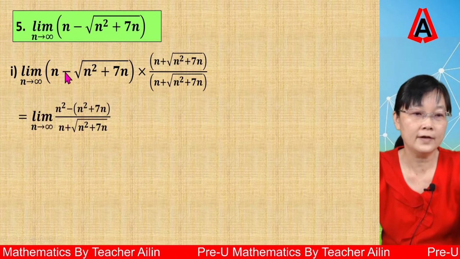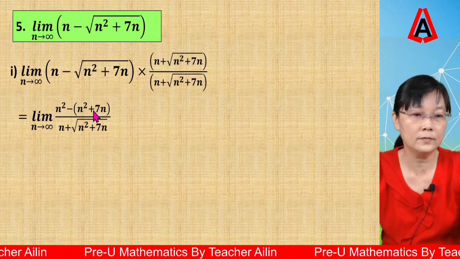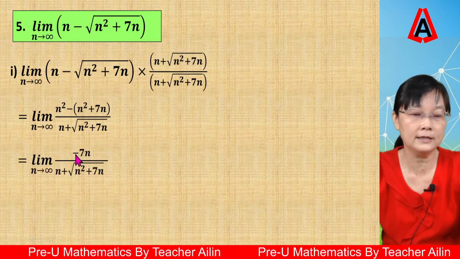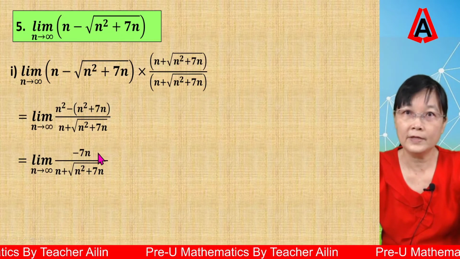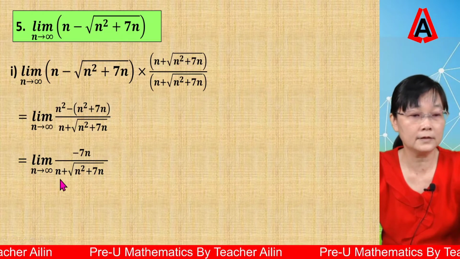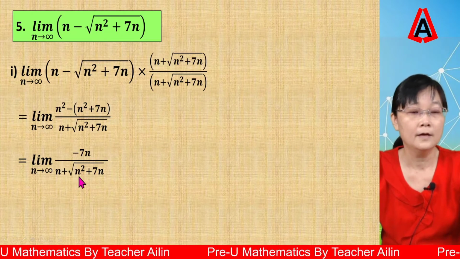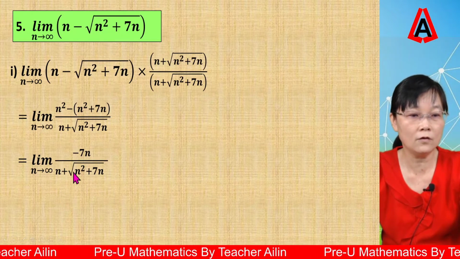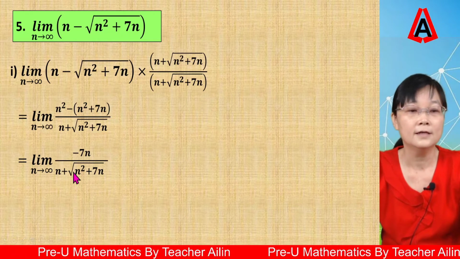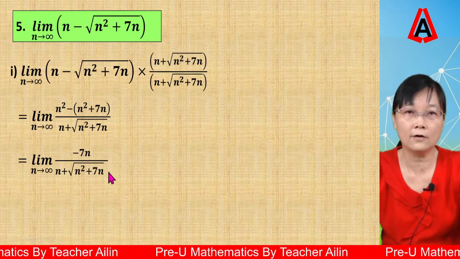Now I simplify the numerator and I expand the numerator and I get negative 7n. And now after simplifying, I substitute the n with infinity for the second time. But this time I found that the answer is infinity over infinity. Still, it is a form of indeterminate limit.